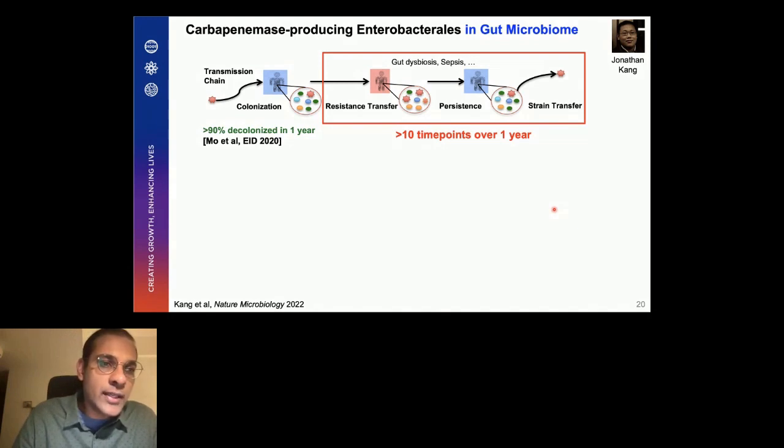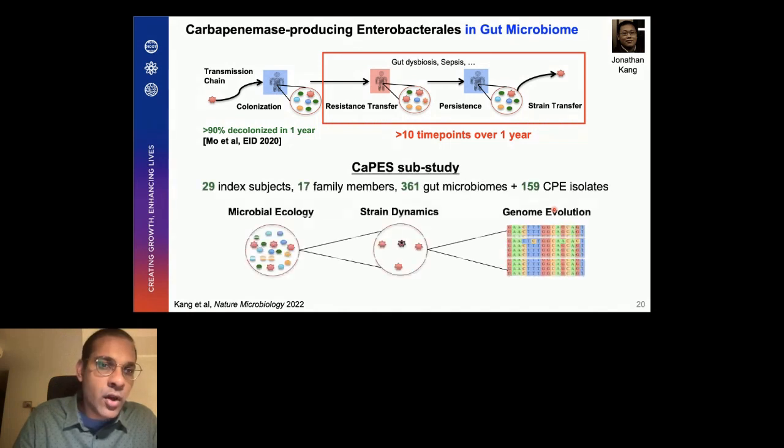For doing this, we were leveraging the fact that in studies in Singapore, we found that in fact 90% of individuals actually spontaneously decolonize within a year. So there are certain gut microbial factors or other factors that perhaps promote decolonization. By doing a longitudinal study on a subset of individuals who have colonization, we can perhaps understand the factors that lead to decolonization. So we recruited 29 index subjects who were colonized by carbapenemase-producing Enterobacterales, as well as their family members as controls.